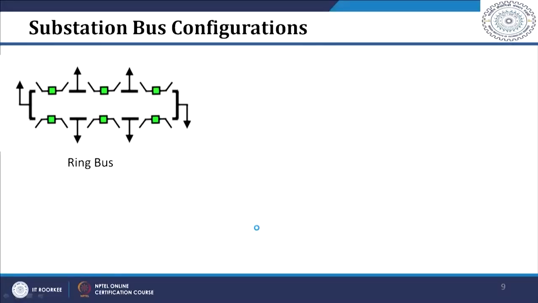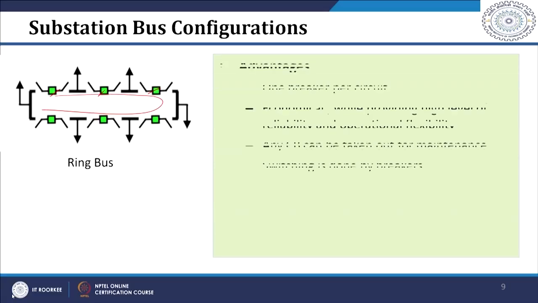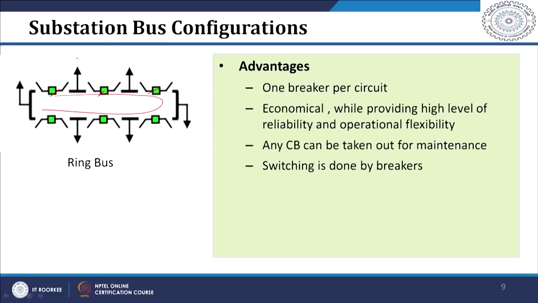And the last arrangement is called the ring bus arrangement. In this case, the bus circuit breakers are arranged in a ring fashion, which is shown like this. And if you observe, for each outgoing circuit we need one circuit breaker. So if there are 6 outgoing lines, we need 6 breakers. As shown in the figure, there are 6 outgoing lines, and for these 6 outgoing lines there are 6 circuit breakers.